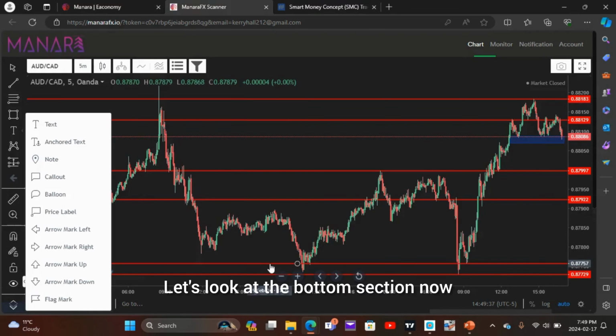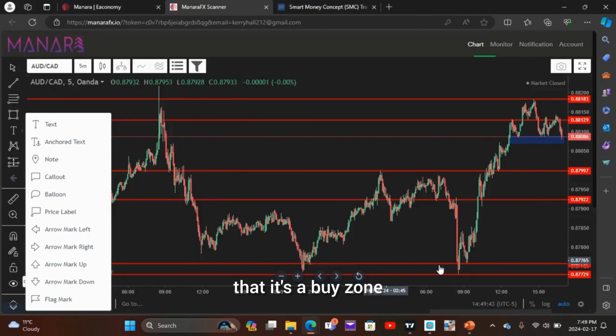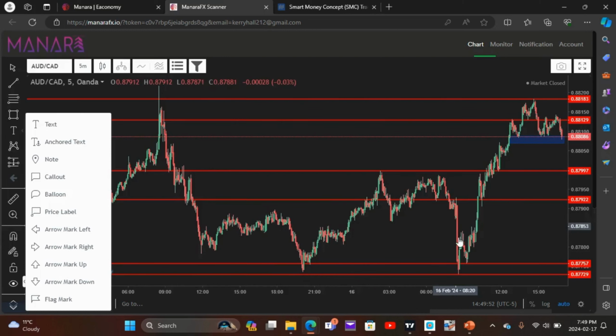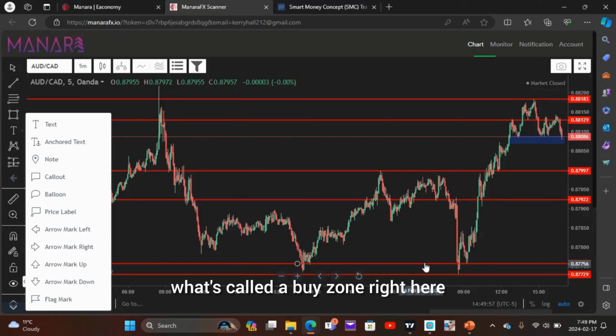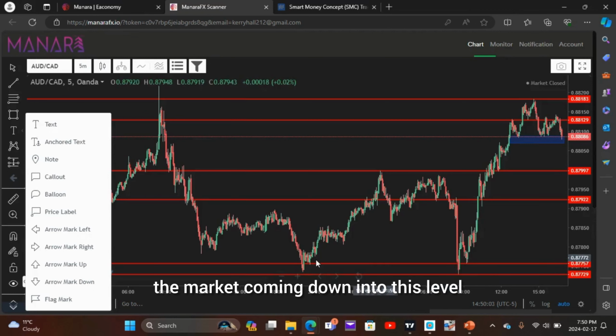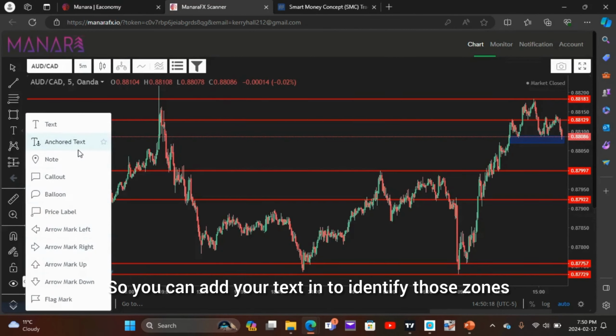So good. Let's look at the bottom section now. We can also look at this section right here to indicate that it's a buy zone because when the market comes to this level, what do you notice it doing? It basically pushes back up into an uptrend. So when it comes to this level, uptrend. So basically we can have what's called a buy zone right here. So you're looking for buys anytime you see the market coming down into this level, or you could be looking for sells when you see the market coming in this level, right? So I'm dropping some gems, guys. Come on, make notes. Make notes. So you can add your text in to identify those zones.